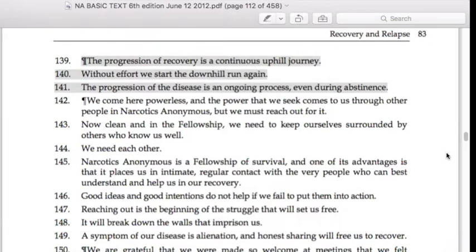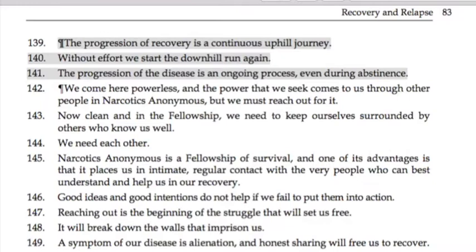So clean time means nothing. Your knowledge means nothing in here if you're not putting the action and the footwork in. You get found out very quickly in these places. So for me, I'm just glad to be here again. I'm glad to be sober and clean. Thanks. Yeah. Well said, Mark. Thank you for sharing. James?